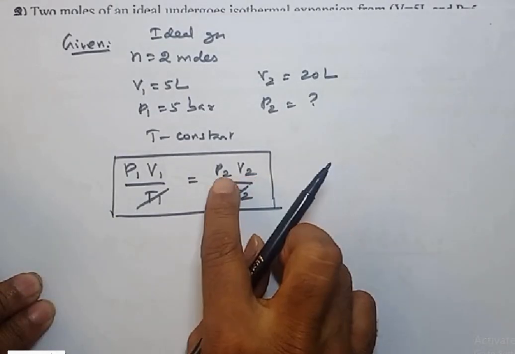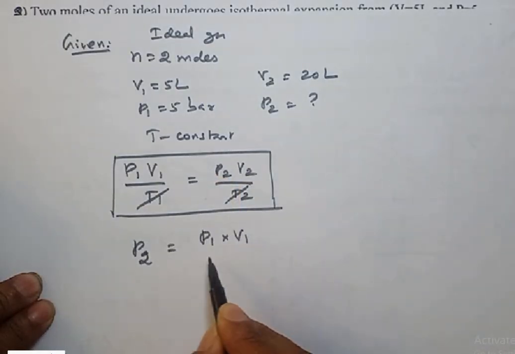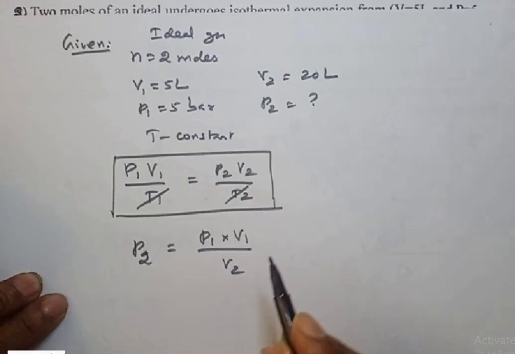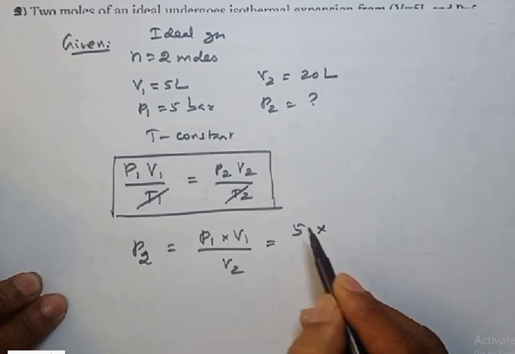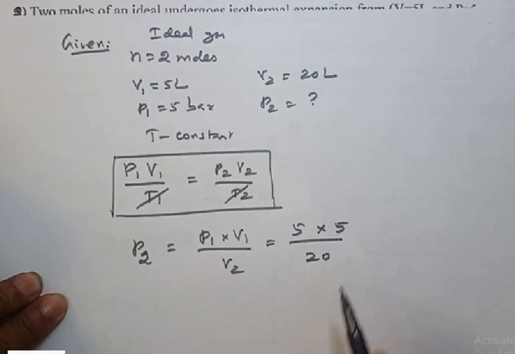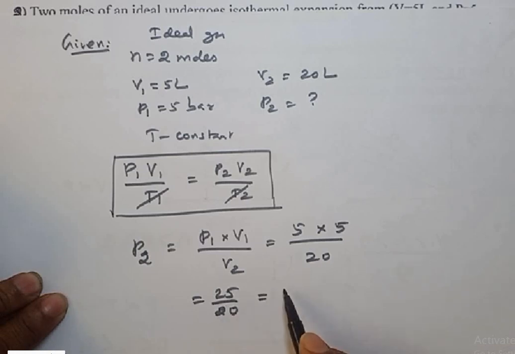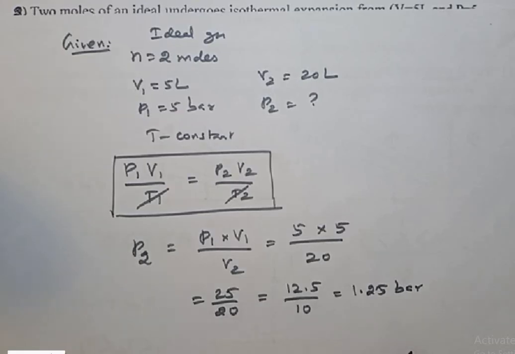We need to find out the final pressure. So, final pressure P2 is equal to P1 into V1 by V2. What is P1 given? P1 is 5 bar, V1 is 5 liters, divided by V2 is 20. So 5 into 5, 25, 25 by 20, right? Or I can write 12.5 by 10 or 1.25. Take a look.